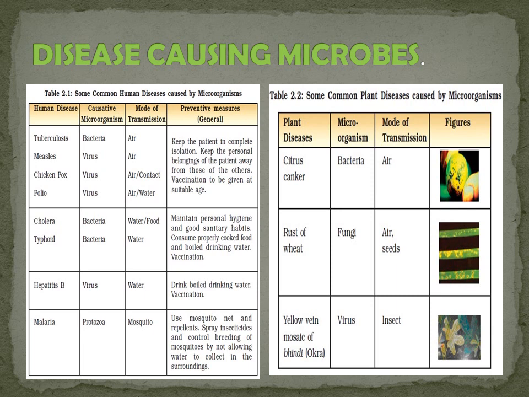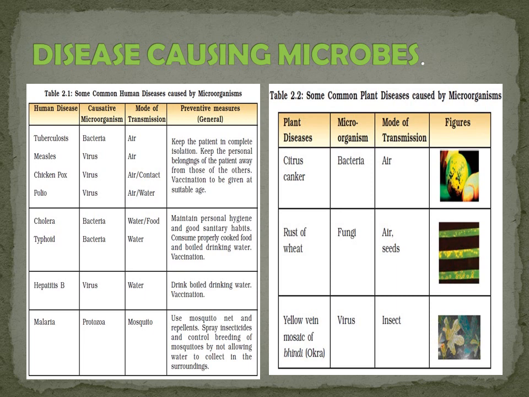Now, like humans, plants also suffer from many diseases. Diseases such as citrus canker are caused by bacteria. Rust of wheat is caused in the wheat, गेहूं जिसे कहते हैं, it is a fungal disease. On all the seeds of wheat, it is caused by moisture. If moisture gets on all of them, they will all be infected by the fungus.